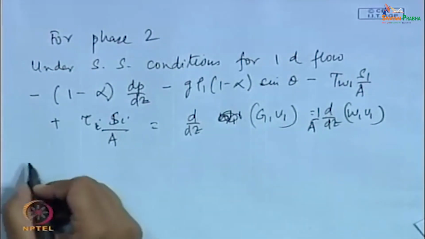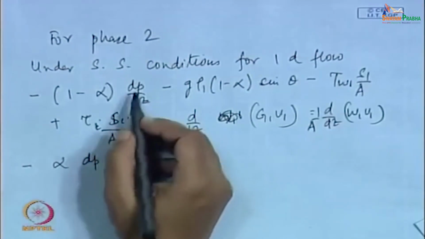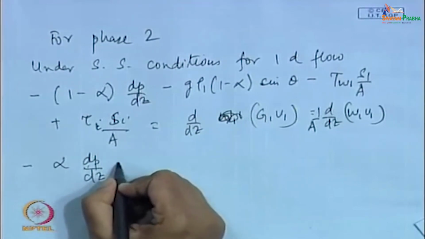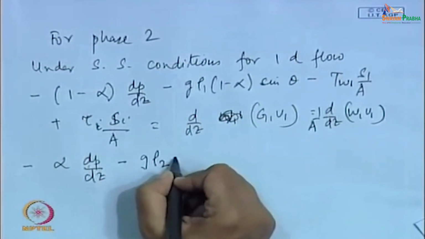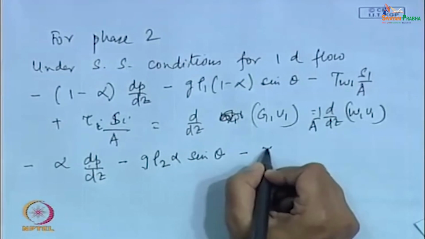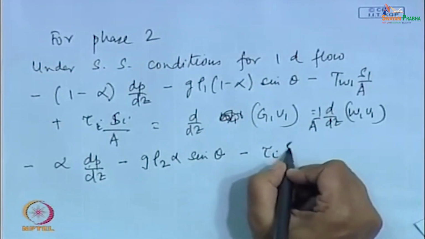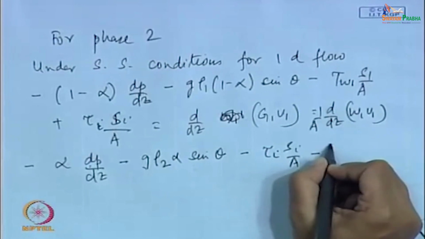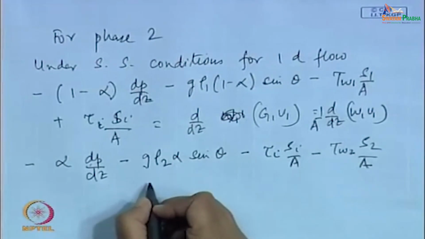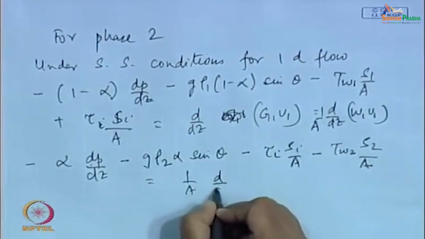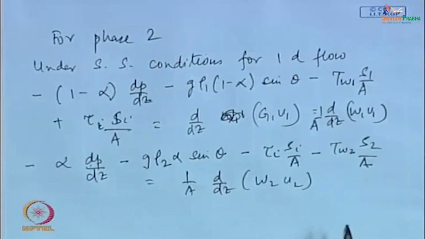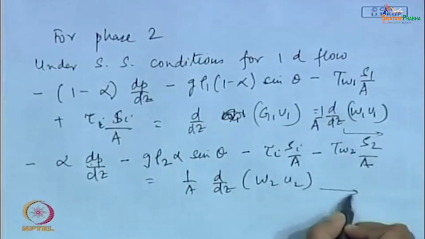Fine. Similarly, for phase 2 also we can write down. Remember, all the deltas have become d's. Okay. Please remember these things, because these will be considered. g rho 2 alpha sin theta minus tau I S I by A minus tau w2 S2 by A, this is equal to 1 by A d/dz of W2 U2. Fine. Now, these are the two equations that we get.